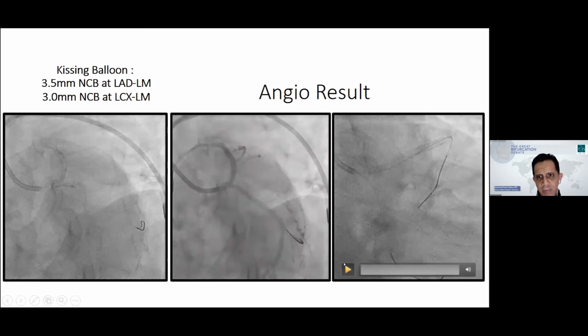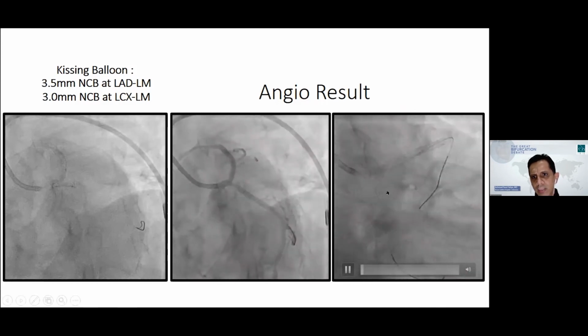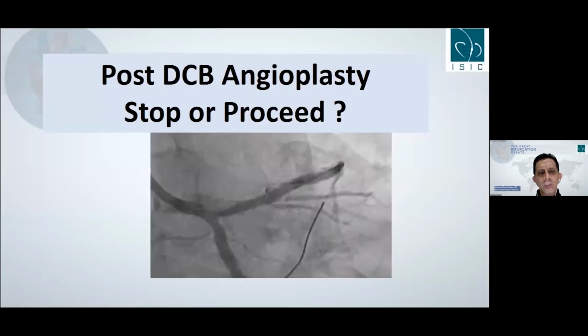It looks all right, right? An acceptable result. But when we performed angio from RAO caudal, it showed there is some residual stenosis. So post DCB angioplasty, should we stop the procedure and accept the result of DCB, hoping there is remodeling afterward, or proceed to use stenting? This is one discussion. Maybe I can ask the panelists or the moderator?